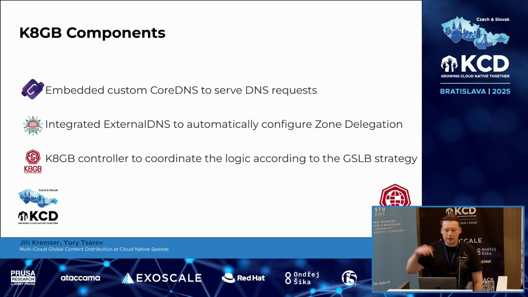Now to the technical pieces. There are 3 main components that are shipped together with Kubernetes Global Balancer. The first one is embedded CoreDNS. CoreDNS is a well-known CNCF project, but this is not the one that is in the cluster. It's a separate deployment that is shipped together with KGB, and it is designed to serve dynamically crafted DNS responses according to the requests and the strategy.